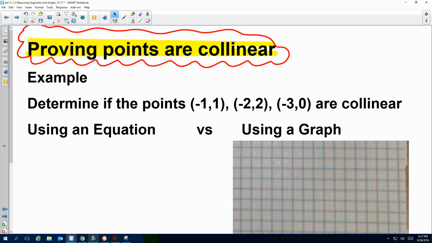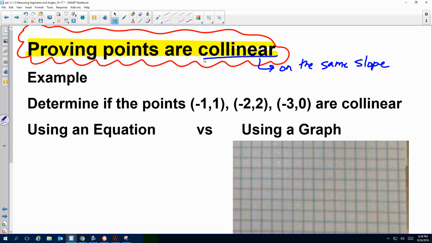So the first one is dealing with a formula, an equation that you use in Algebra 1. So let's just recap. Collinear means what? Exactly, if you said on the same line. So if something is on the same line, then it would have a relationship. It would have the same slope.